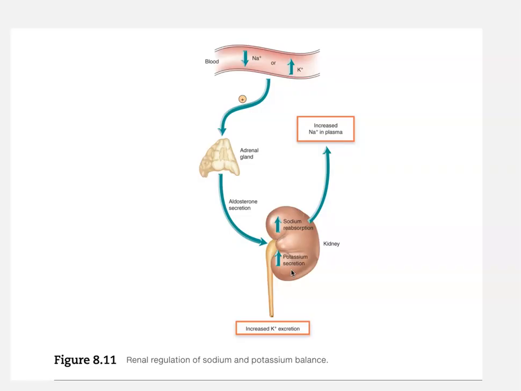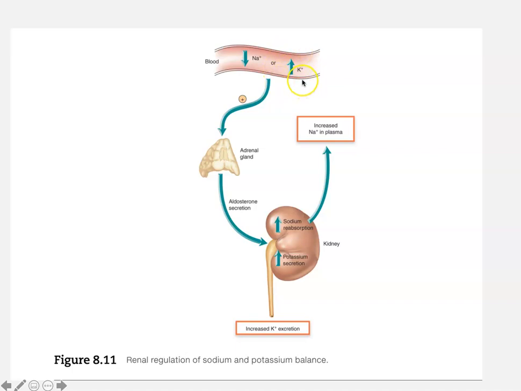What this figure 8.11 is showing you is renal regulation of sodium and potassium balance. So we talked about aldosterone before. I think I had another figure when we were talking about sodium. Here, if you look at the top, this is showing you what's going to happen if we have a decrease in sodium levels, or an increase in potassium. Predominantly here, we're focusing on potassium because we're talking about potassium.